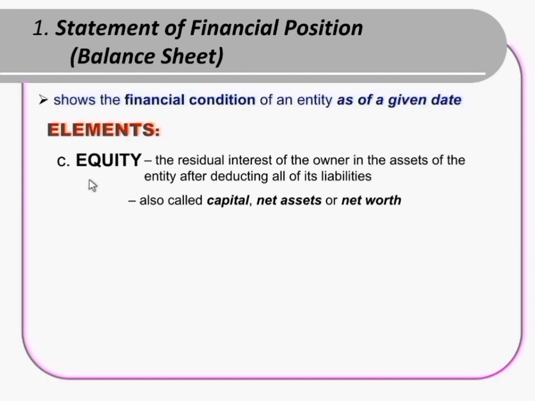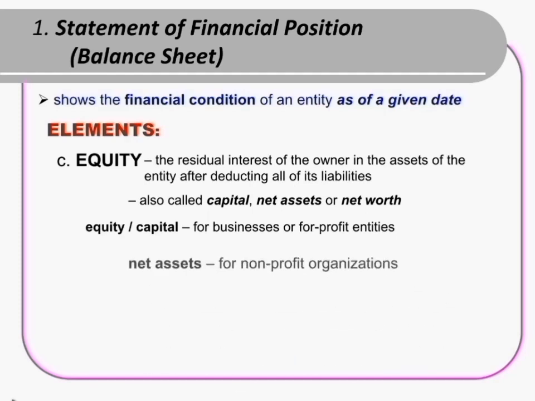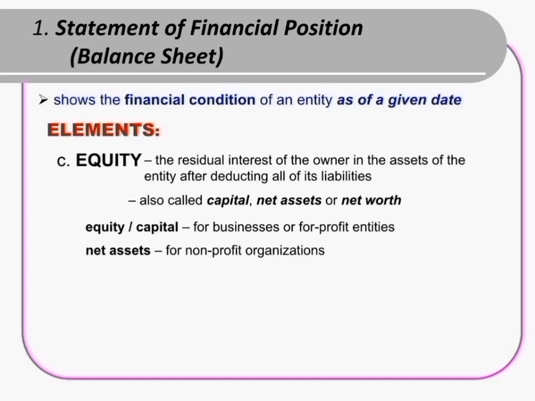Anyway, again, these four terms basically refer to the same thing. Assets minus liabilities equal equity, capital, net assets, or net worth. However, the term equity or capital is mostly used by businesses or for-profit entities. On the other hand, the term net assets is commonly for non-profit organizations like churches, public schools, and charitable institutions, while net worth is for individuals, such as government officials and public employees.